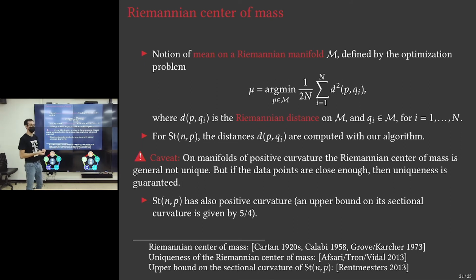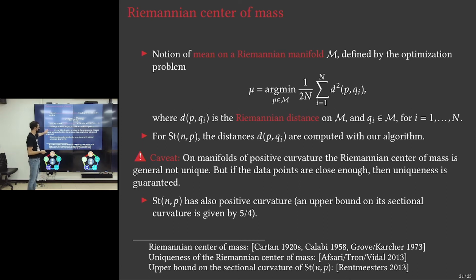Okay, so we have N points on a manifold. We want to find their average, but not their Euclidean average. We want to take into account the curvature of the manifold, so the fact that it is a manifold. This d is the Riemannian distance. So you already see that if we consider Stiefel, we don't have a closed form formula, so we have to resort to numerical methods to compute it. So we can use our algorithm, for example.